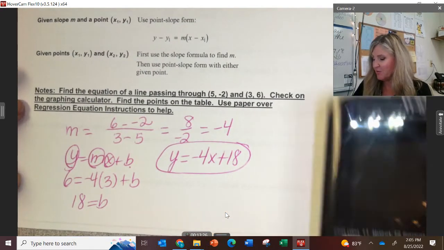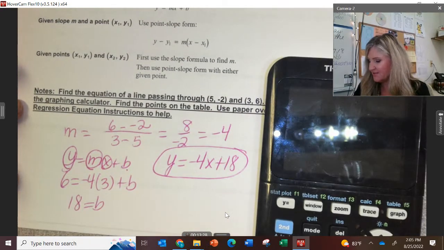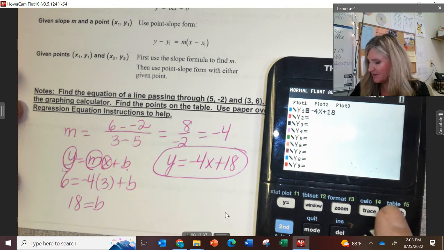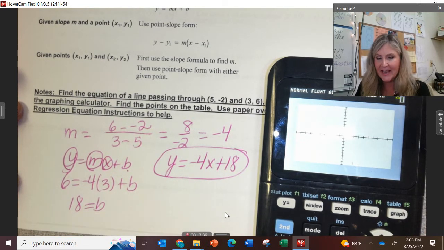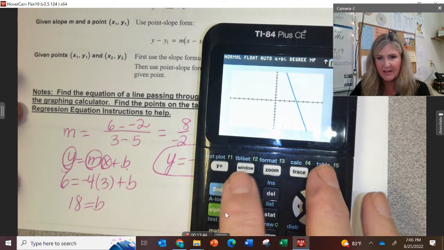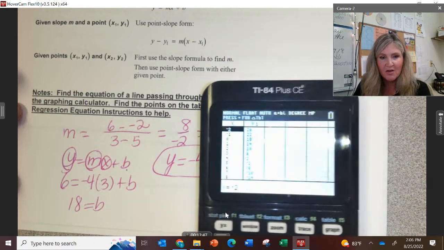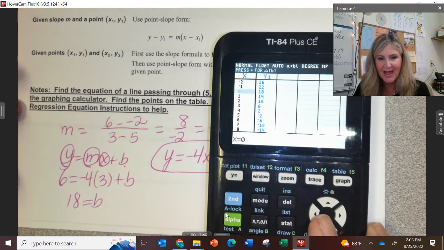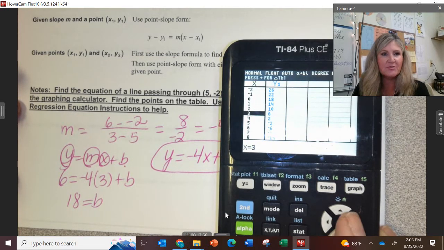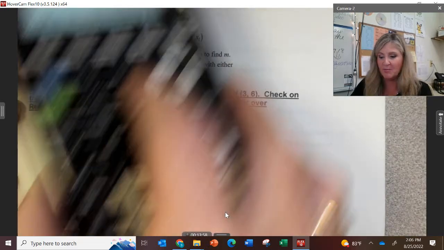Watch how I'm going to check my work. We're saying this is on the calculator part of a test. Just watch. You don't need to follow along yet. I'm going to put in -4x plus 18. I'm going to graph it, and I'm going to look at my table. Watch how I check this really quickly. Second graph to get to my table. What points is this supposed to pass through? It's supposed to pass through (5, -2), and also through (3, 6). Is it passing through those 2 points? So I'm good. I know I'm right.